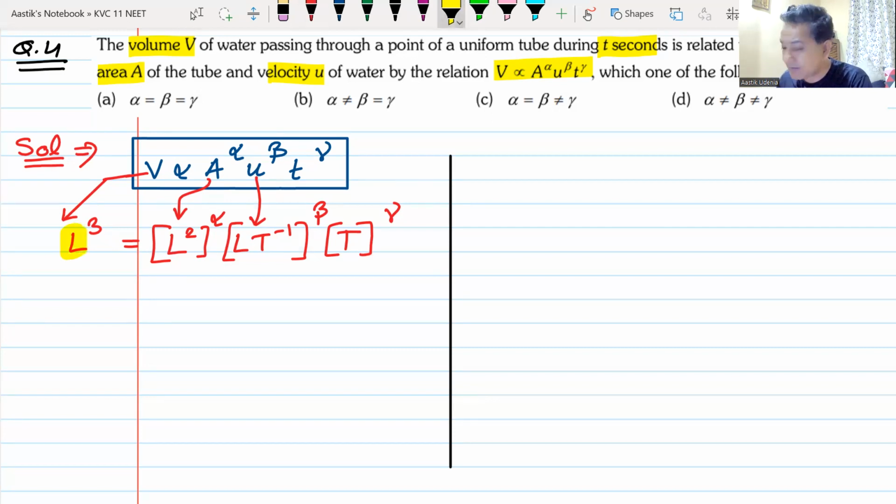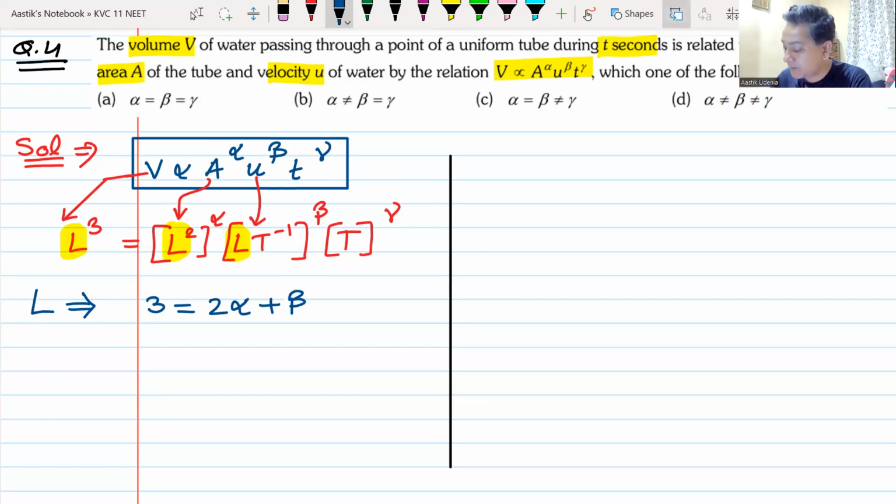L on the left hand side. We look at the left hand side and then we look at the right hand side. Equating the coefficients of L. On the left hand side, the coefficient is 3. On the right hand side, the coefficient is 2 alpha plus beta.